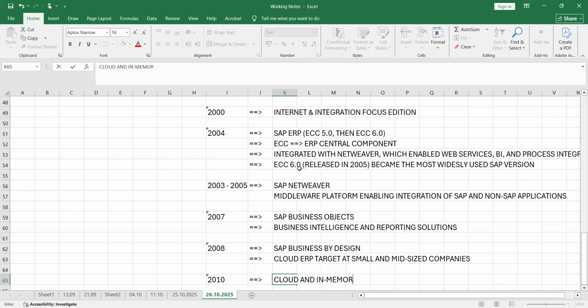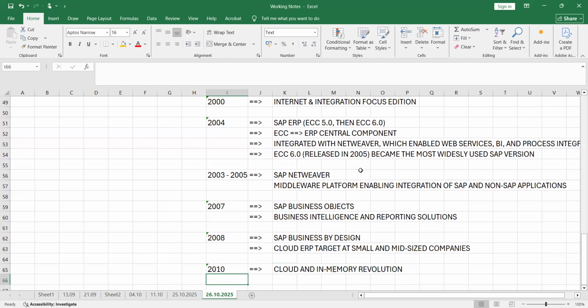In-memory is, as I said, instead of storing in the hard disk, it stores in RAM memory. I can call it an in-memory revolution. Earlier, everything used to be stored in the hard disk, so the process would be a little delayed. But SAP came up with a cloud platform with the in-memory revolution in the year 2010.